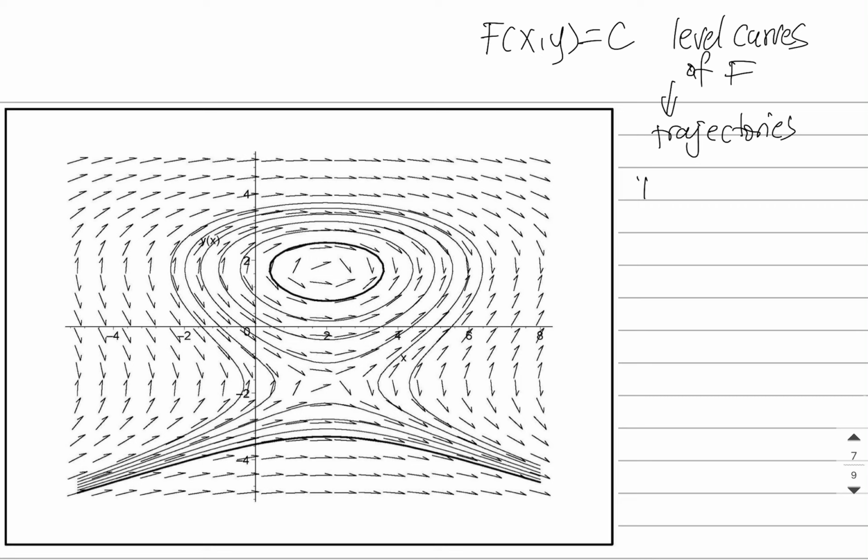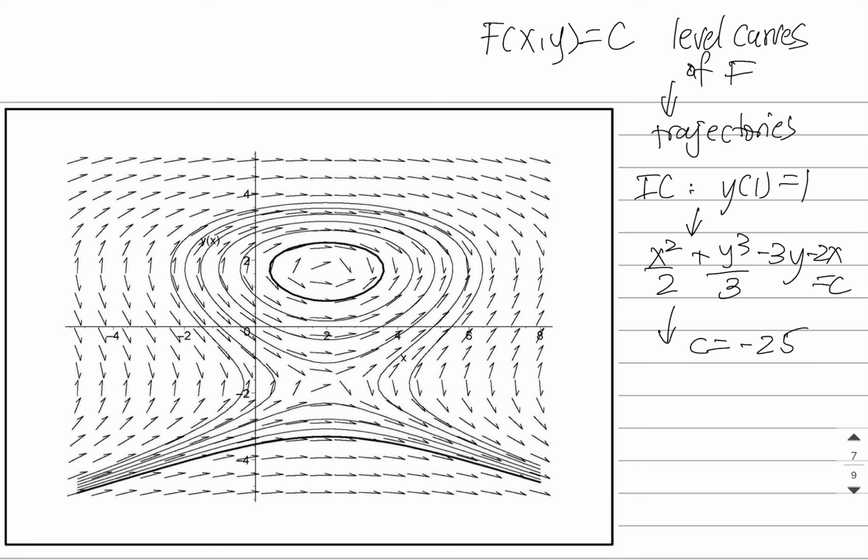Now, the initial condition here was given y of 1 equals 1. If you were to plug this into the solution that we got, x squared over 2 plus y cubed over 3 minus 3y minus 2x equals a constant, if you sub this in, you'll find that c is negative 25, I believe it is. So if you plug that in, you'll get c is negative 25. If you want to look at this visually, on this graph, the point (1, 1) is right there.